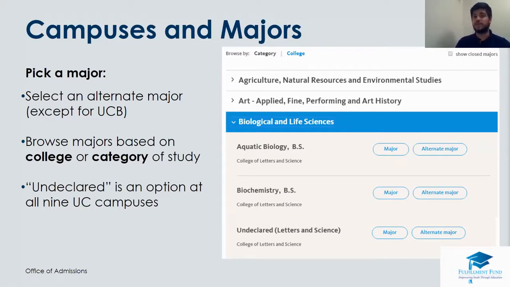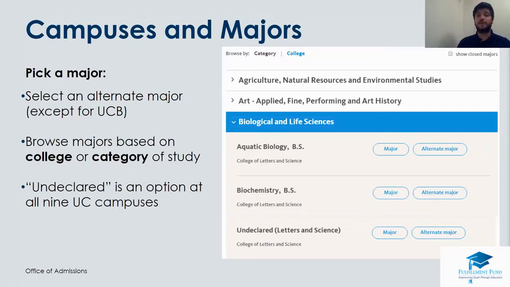With the categories option, this allows you to see all of the majors listed by category. So sometimes, like I mentioned, this can list a major more than one time. So it's important that you understand that as you're going through the application process. Keep in mind that undeclared is an option at all 9 campuses, as I mentioned at the beginning of the presentation. But at UCSB, undeclared is listed under special programs if you are looking via the categories option. But if you're looking via the colleges option, undeclared will be within our College of Letters and Science.